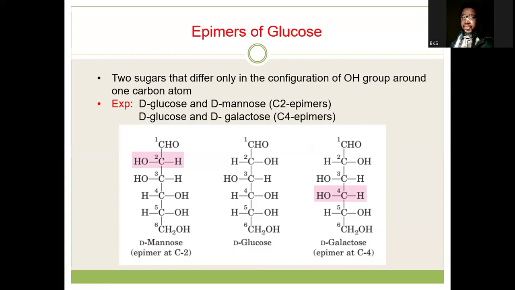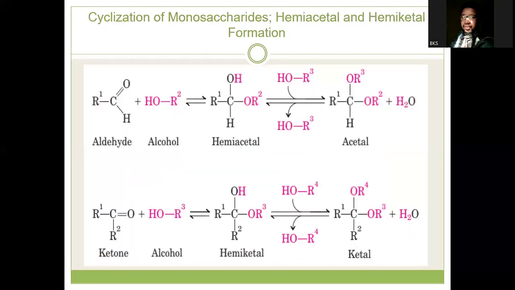For example, we have the example of mannose, glucose, and galactose. When you look at the structure of these compounds, you'll find out that they only differ in one particular carbon. For example, between glucose and mannose, they are carbon-2 epimers. Glucose and galactose, they are carbon-4 epimers. They only differ around this carbon atom.